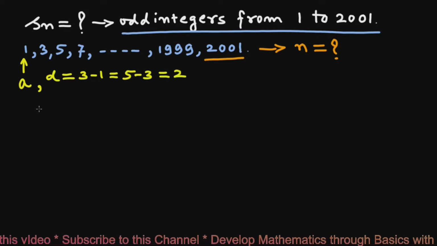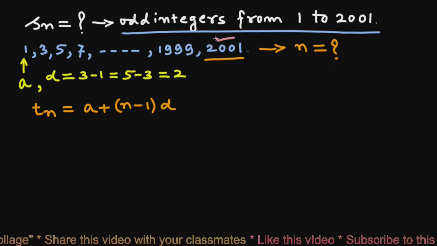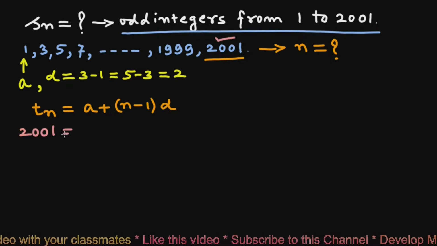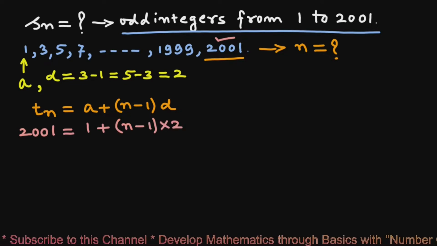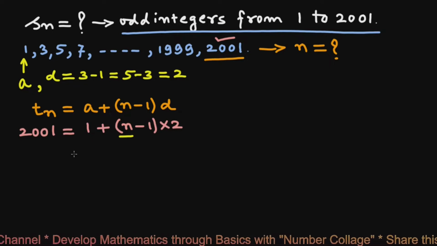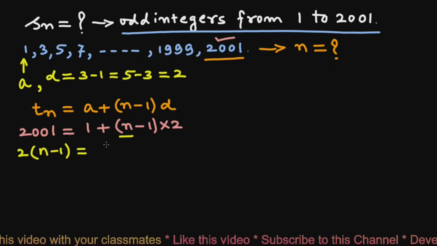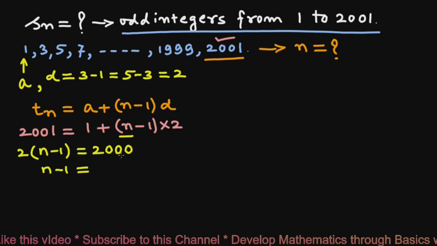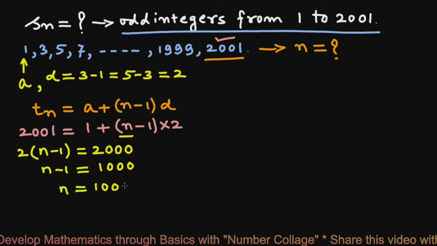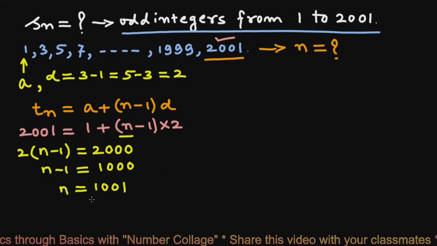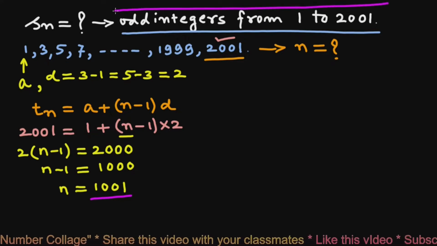Now the last term Tn will be a plus n minus 1 into d. The last term Tn is 2001, so 2001 equals 1 plus n minus 1 into 2. We will find out the value of n. So 2 times n minus 1 will be 2001 minus 1, 2000. N minus 1 will be 2000 upon 2, 1000. N will be 1000 plus 1, 1001. So there will be 1001 such terms which are odd integers from 1 to 2001.